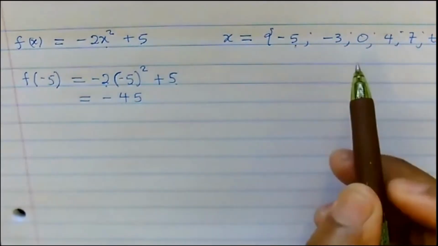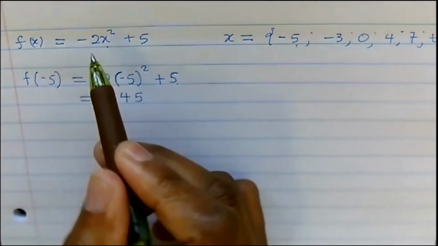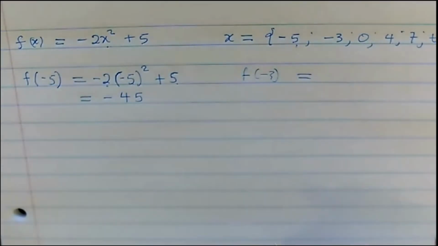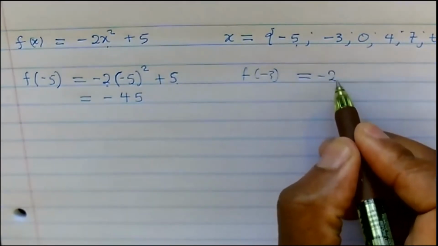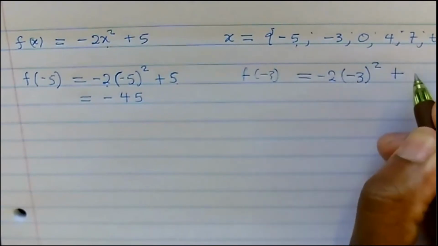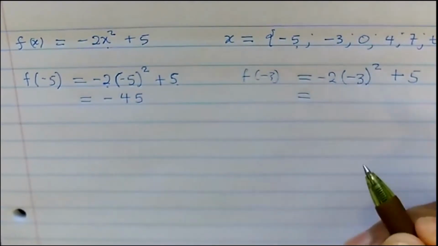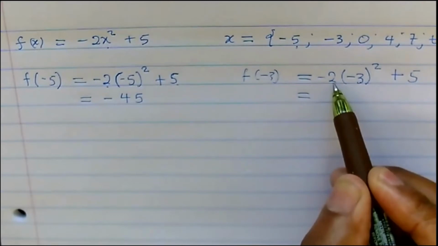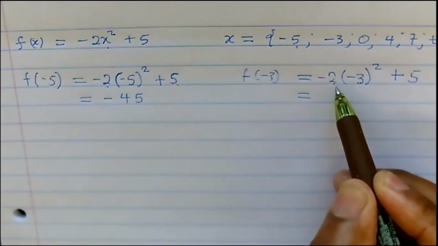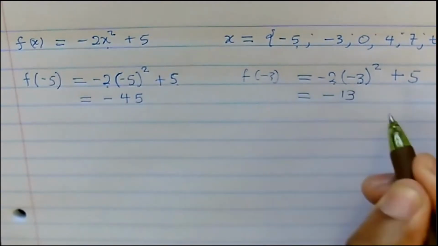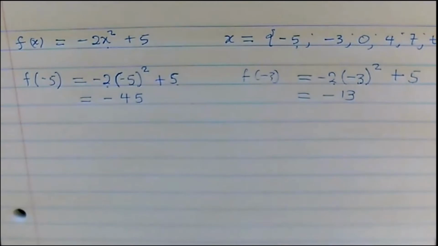Now the second one, we're going to substitute -3 into f. So we do f at -3. What is it going to give us? It's going to give us -2, and in the place of x, we substitute -3. We square that and say plus 5. Then we do the calculations. -3 squared should give us 9, and 9 times -2 is going to be -18, of course. -18 plus 5 would give us -13. That would be the corresponding y element there.